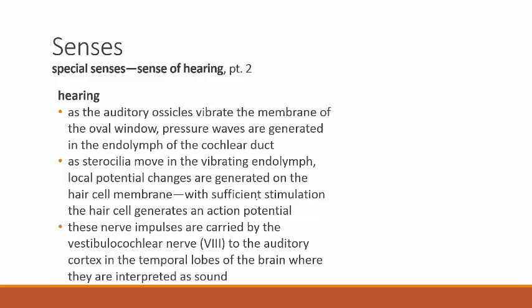So as the auditory ossicles vibrate, they vibrate against the oval window. The oval window then transfers pressure waves in the endolymph through the length of the cochlear duct. There are also pressure waves in the perilymph, because the oval window covers both the cochlear duct and the scala vestibuli and the scala tympani.